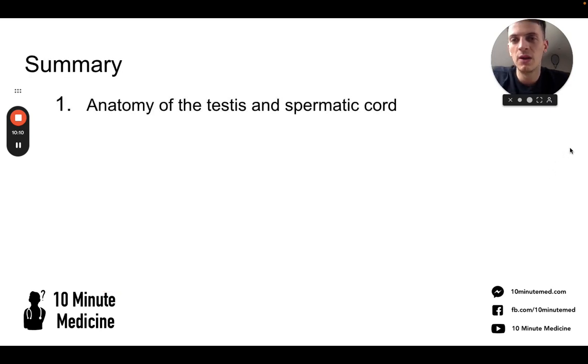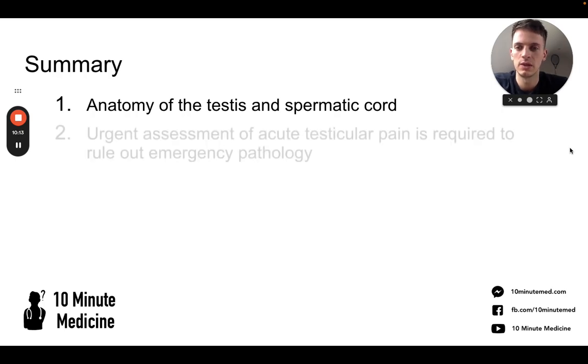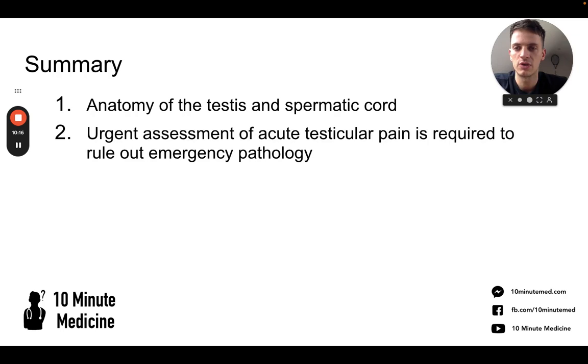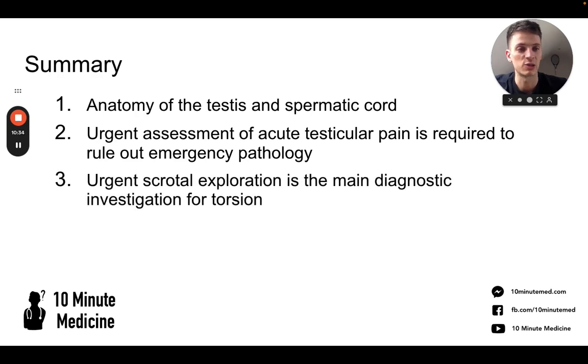So just to summarise, we've covered the anatomy of the testis and the spermatic cord. We've covered how to do an urgent assessment of a patient with acute testicular pain, especially in the case of torsion, where time is testicle. So you need to be very efficient with your assessment. And an urgent scrotal exploration is essentially the main diagnostic investigation for torsion. You can't know fully if it's torted until you actually open the scrotum. You can use Doppler. It is helpful sometimes in those cases where you're unsure, but really the gold standard is to do an exploration.